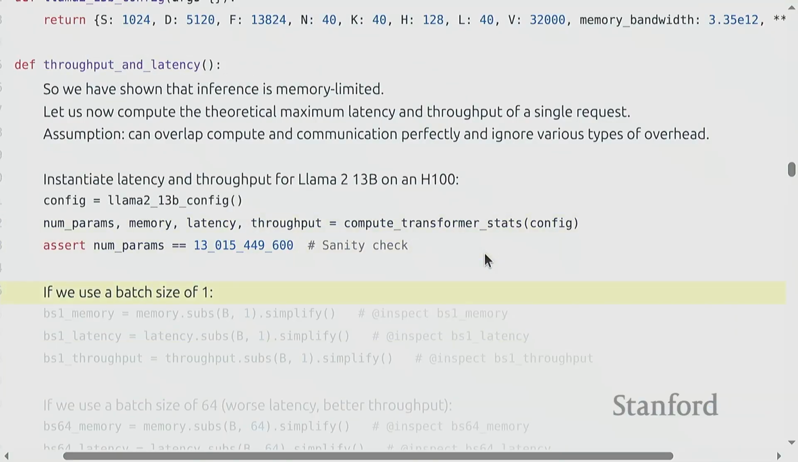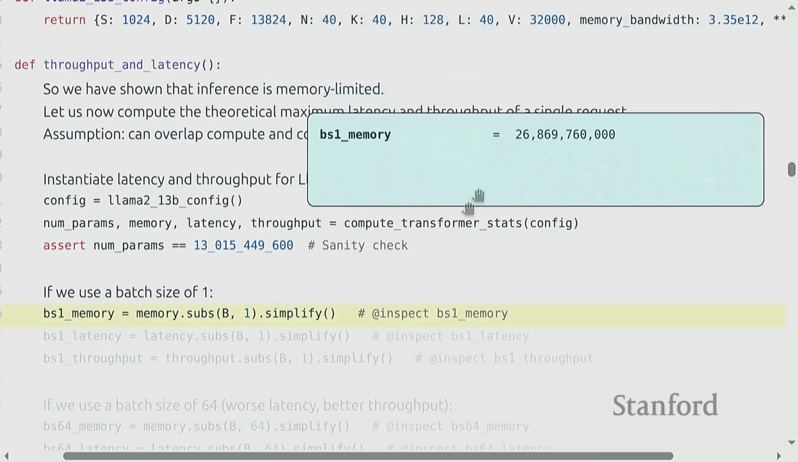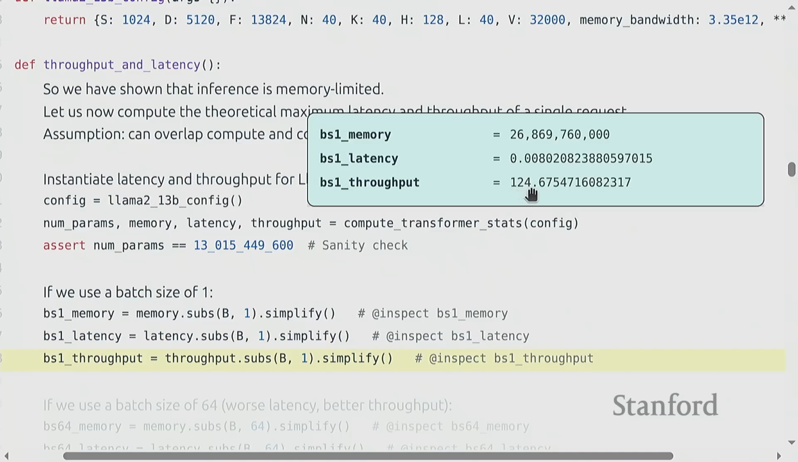So now let's instantiate with different batch sizes. If B equals 1, then the latency is about 8 milliseconds. So every 8 milliseconds you generate a token. And the throughput is 124 tokens per second. Okay, so that's 13B on a H100 if you're using batch size of 1.